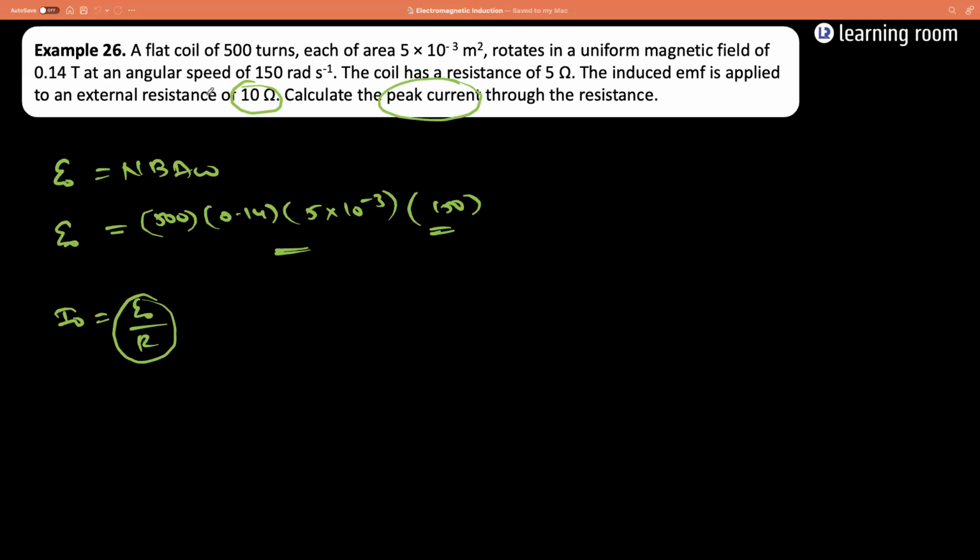Oh, sorry. The coil has a resistance of 5 ohm and there is an external resistance of 10 ohm. So what is going to be the total resistance? R will be 15 ohm. So calculate the value of E naught and divide it by 15. That will give you the required answer.